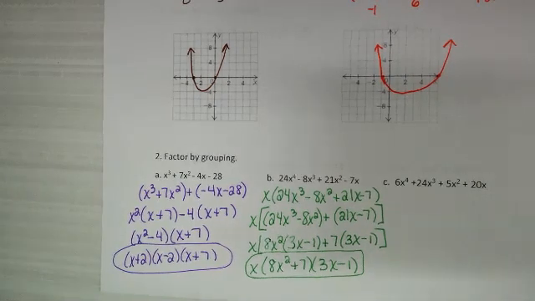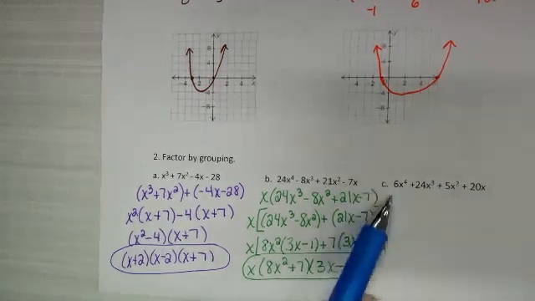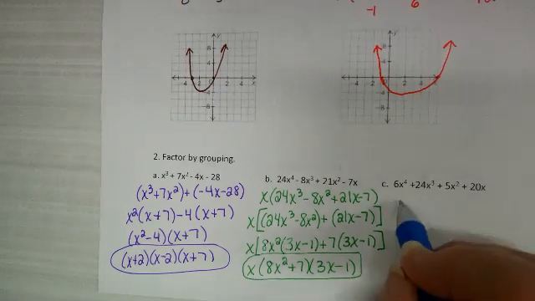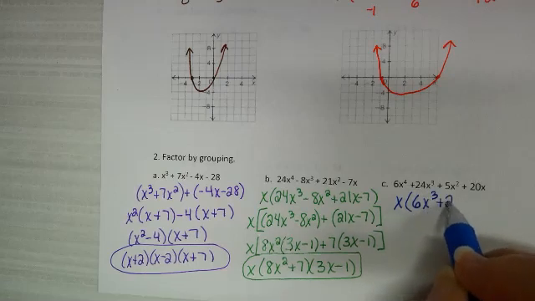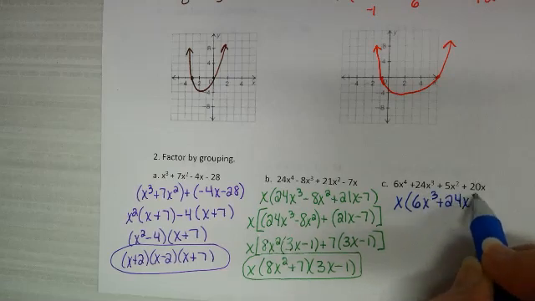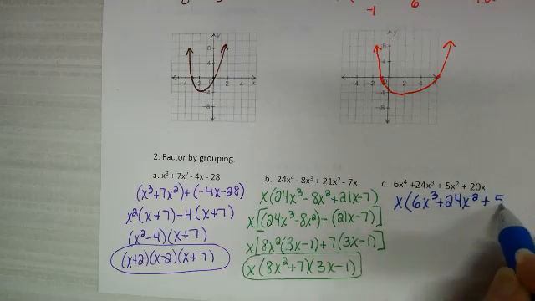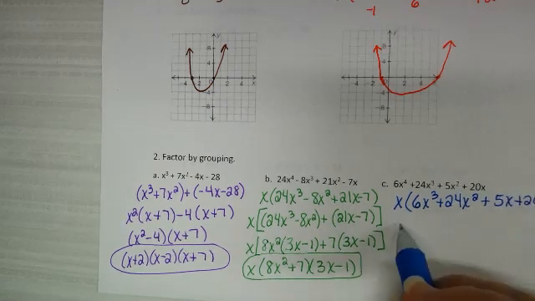All right, look at letter C. Notice they all have an x. So we're going to do the same thing. I'm going to factor an x out, and that'll leave me 6x to the third plus 24x squared plus 5x plus 20. And now we're going to group them together.